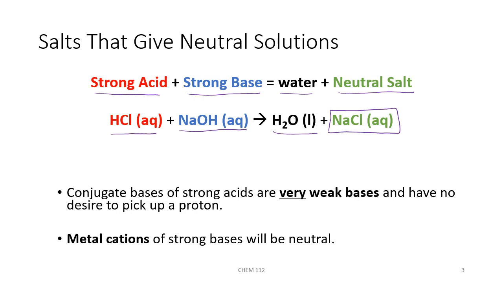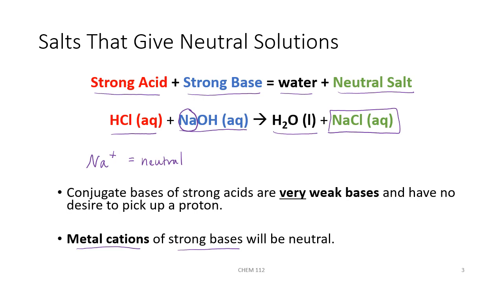We want to take our salt and break it apart and look at the cation component and the anion component. The cation component is going to be the sodium ion. The sodium ion is neutral, so it doesn't change the pH at all. Metal cations that come from strong bases are going to always be neutral. Since our metal cation is sodium and it came from sodium hydroxide, that's going to be a neutral cation.